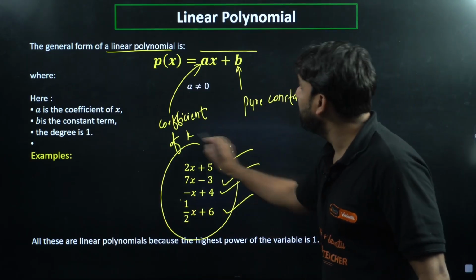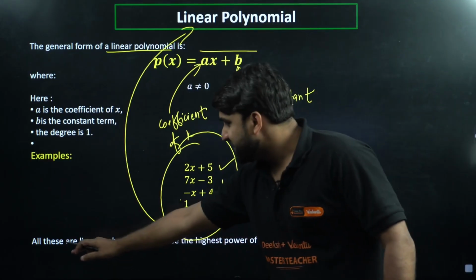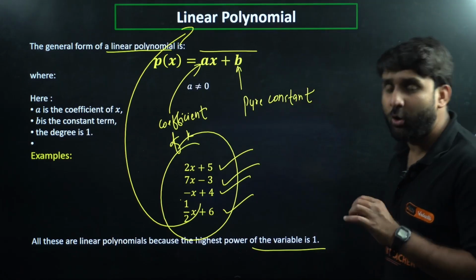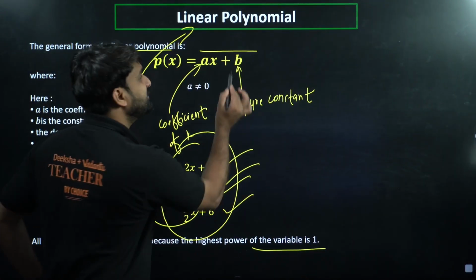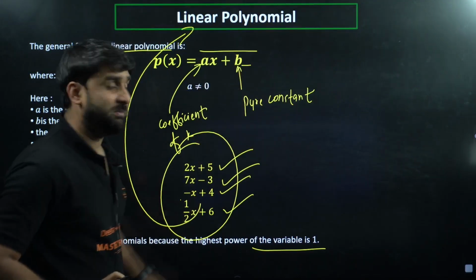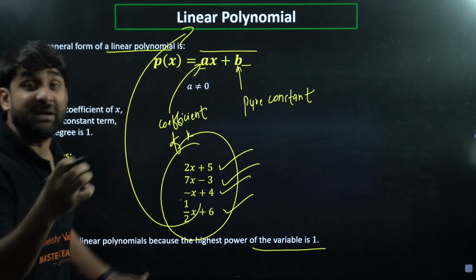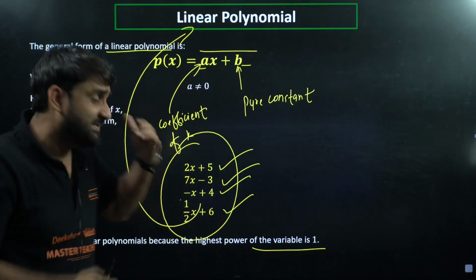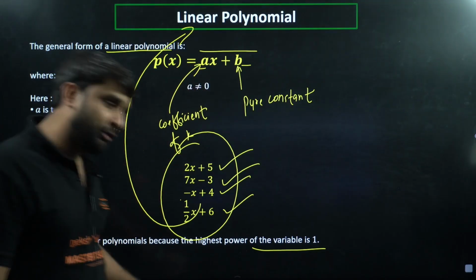So all the examples are of what? Linear polynomials, because the power is 1. All these are linear polynomials because the highest power of the variable is 1 here. I hope this is clear to you all. b is a pure constant because no variable is there. a is also a constant number, but a is attached with x, and that's why it gets a special name, called the coefficient.